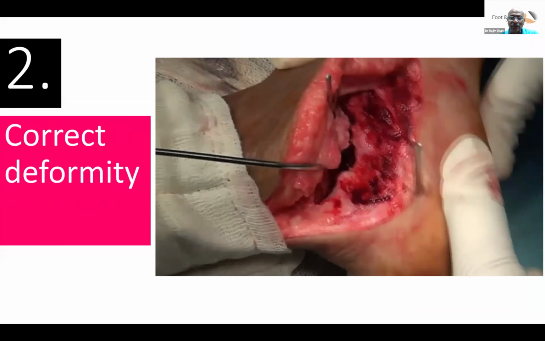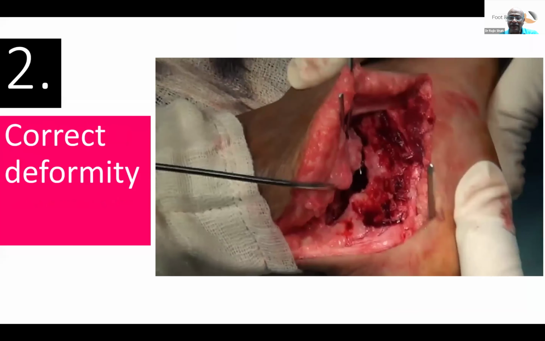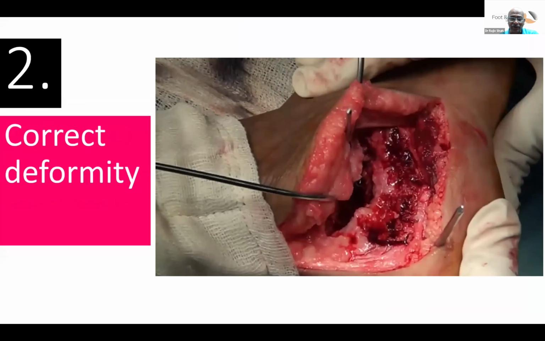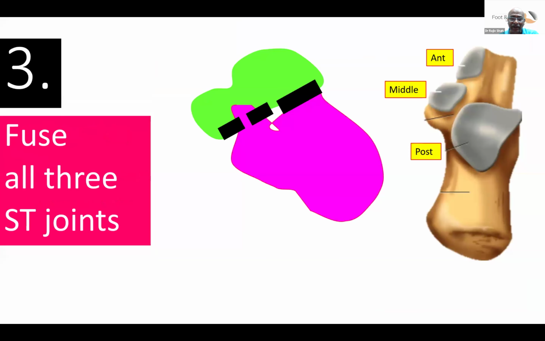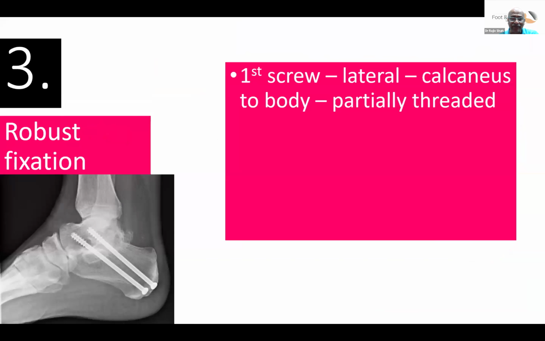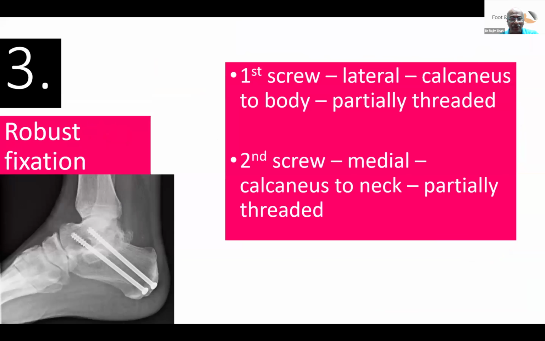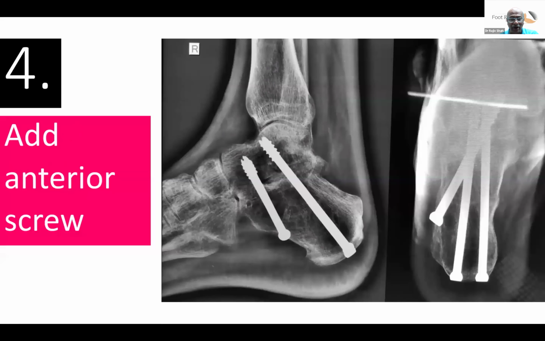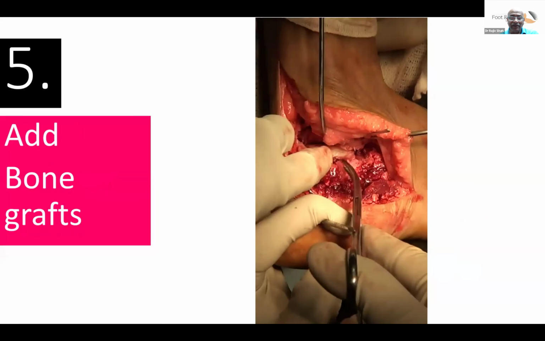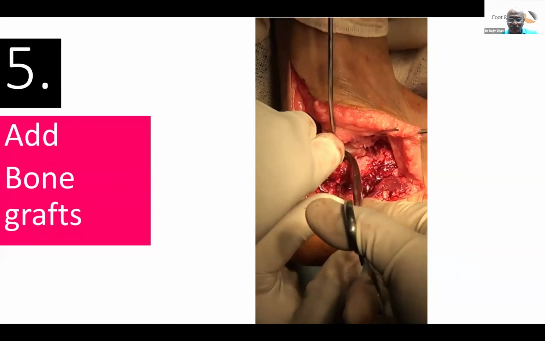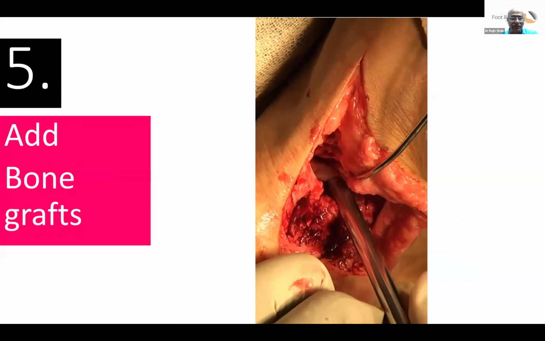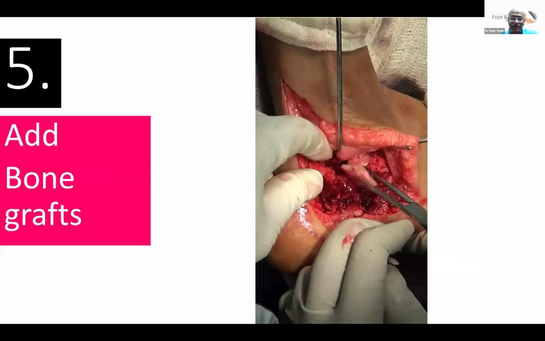Another important thing is to correct the deformity and not to fix subtalar fusion in an in situ kind of position. The third important thing is for a post-traumatic subtalar arthritis, try to fuse all 3 subtalar joints and make a construct which is robust, and it fixes not only 2 screws in the posterior subtalar joint, but one has to add an anterior screw which keeps the talus in plantar flexion. Another important landmark step you need to do for ST fusion is to add bone grafts because there are defects which require to be filled up.